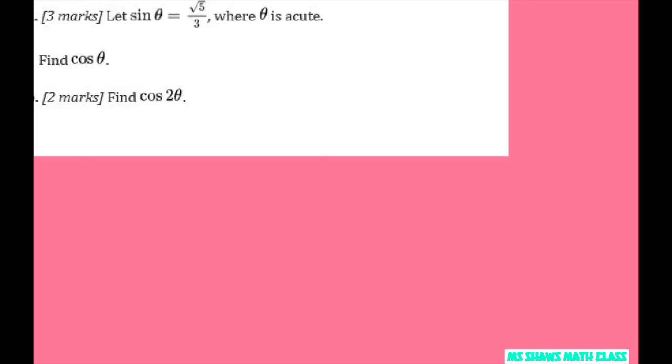So we know that our angle is acute. That means our angle belongs to quadrant 1, because it's less than 90 degrees. Our angle is less than 90 degrees, so that means it's in quadrant 1.